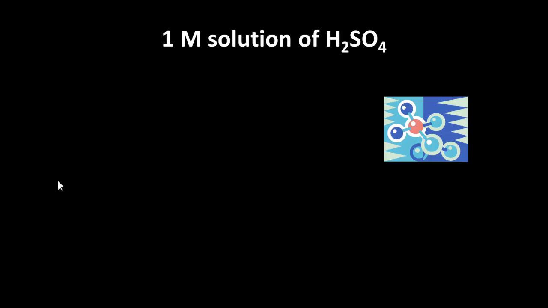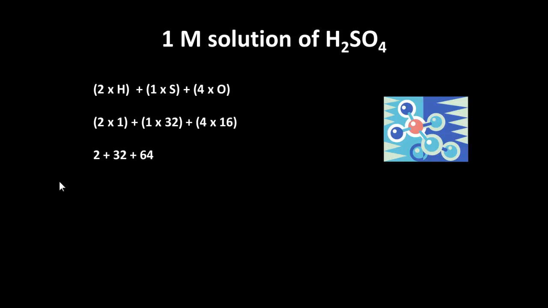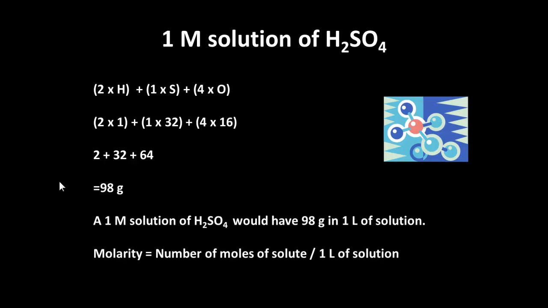So if I take a 1 molar solution of H2SO4, there are two hydrogen atoms, one sulfur atom, 4 oxygen atoms. So I take the atomic masses, 2 times 1, 1 times 32, 4 times 16, giving me 2 plus 32 plus 64, giving 98, so that's 98 grams. So a 1 molar solution of H2SO4 would have 98 grams in 1 litre. Right? Remember, molarity is the number of moles of solute in 1 litre of solution.